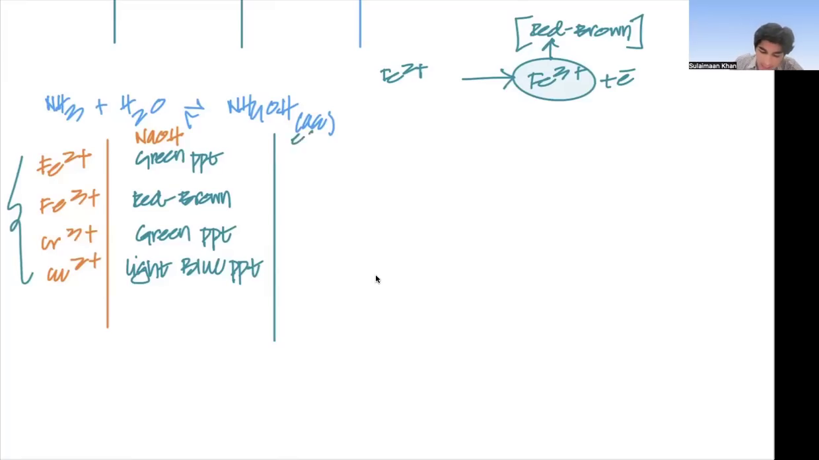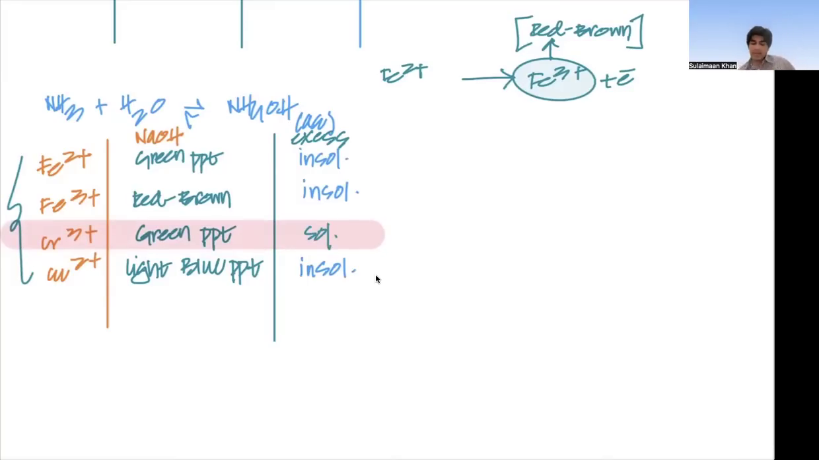And then if I add excess sodium hydroxide, what you'll realize is that this will be insoluble, that'll be insoluble, that'll be insoluble. But the anomaly here, the one who changes color, the chameleon, is your chromium 3 plus ion. Out of these three, the chromium 3 plus ion is the chameleon. And how do we know he's a chameleon? Because that one right here is soluble. And soluble, he's a hypocrite, right?